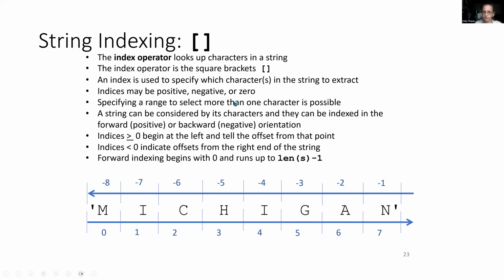Indices may be positive, negative, or 0. We're going to specify a range to select more than one character, and a string can be considered by its characters, and they can be indexed in the forward, which is positive, or the backward, which is the negative orientation.